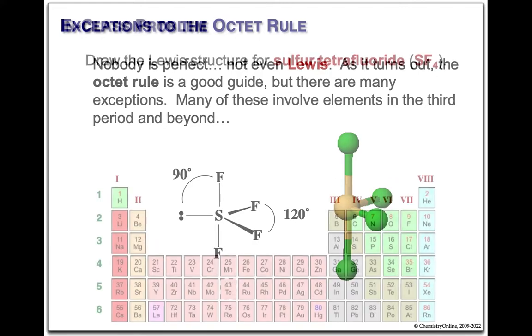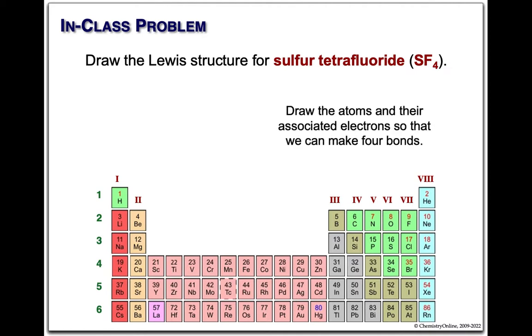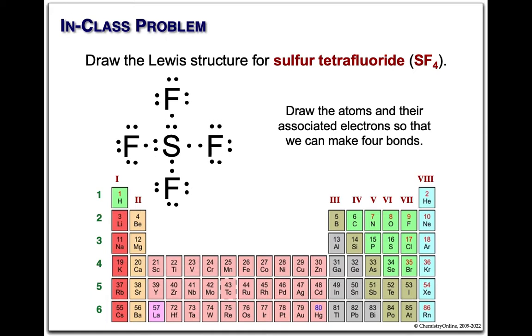Let's take a look at it. How do we do this? We have SF4, 1 sulfur, group 6, 6 electrons. We have 4 fluorines right here. They have 7 electrons each. So, we're going to put our atoms here. Our sulfur was 6, and our 4 fluorines with 7.